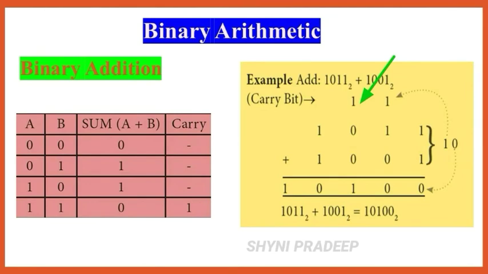And 1 plus 0, 1. Write 1 here. And again 1 plus 1, 1, 0. Okay, which means 0 is the sum, 1 is the carry bit. So write here. So the answer is 1, 0, 1, 0, 0, base 2.